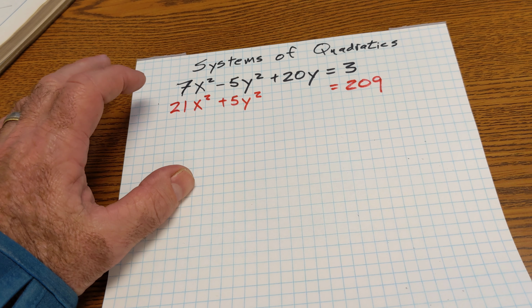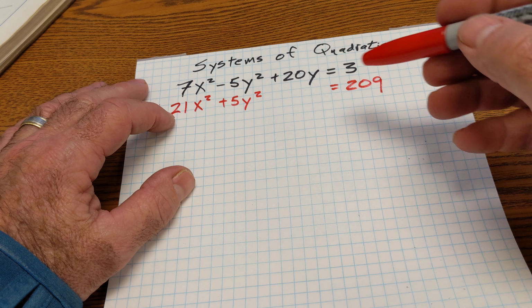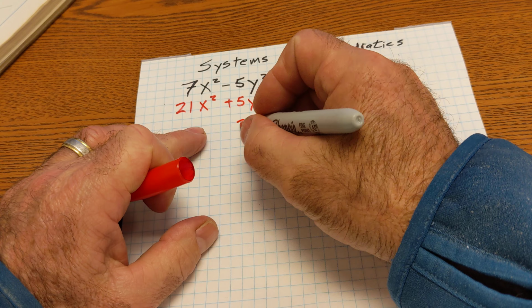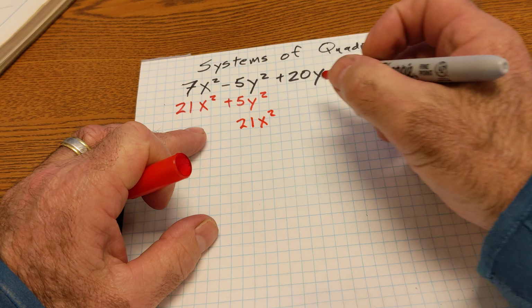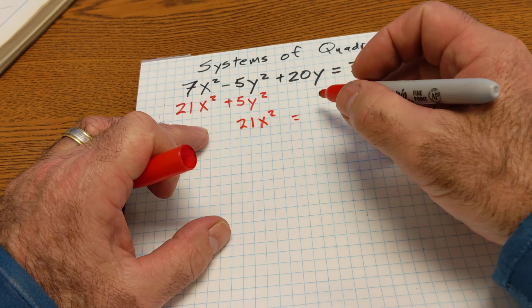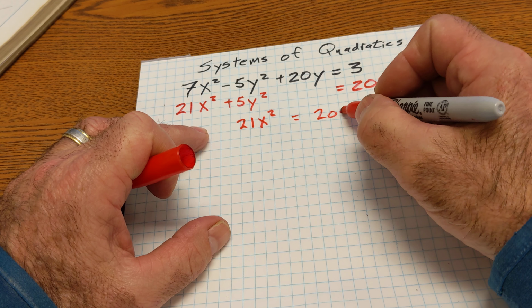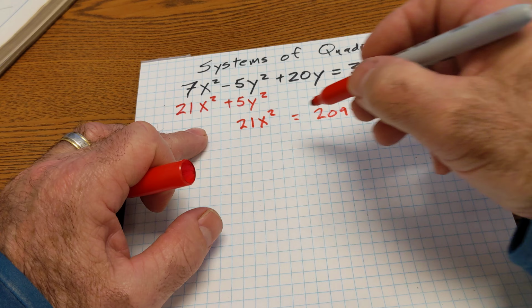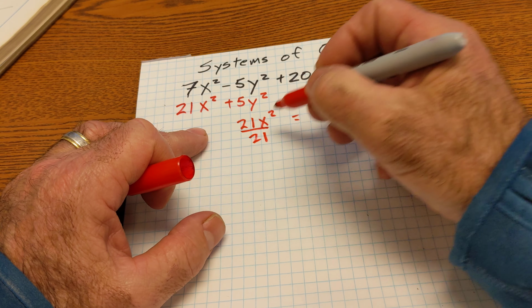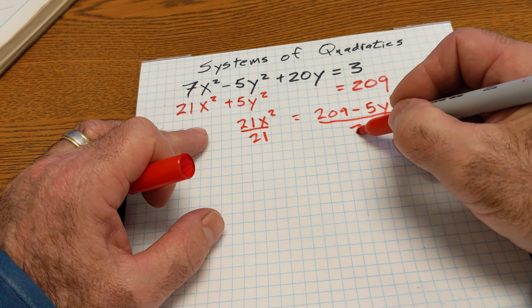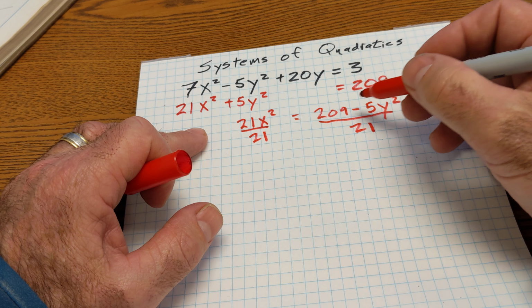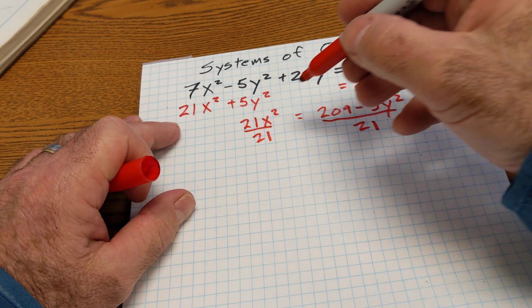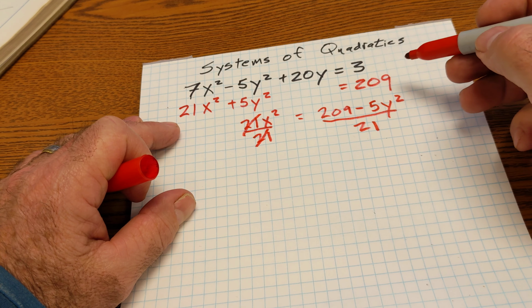So what I'm going to do is take this red equation and get x squared by itself. So what I have is 21x squared, and I'll subtract 5y squared from both sides, so minus 5y squared. I'm going to divide both sides by 21. And dividing this by 21 is really the same thing as multiplying it by 1 over 21. Okay? Now I have x squared by itself.